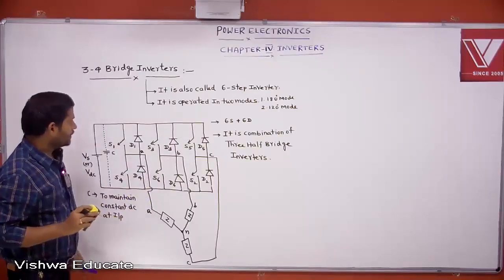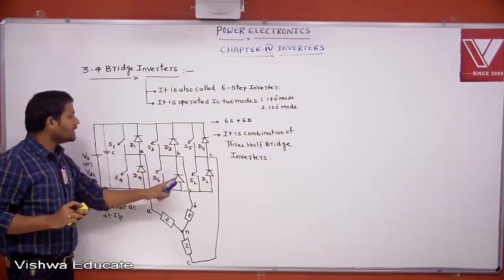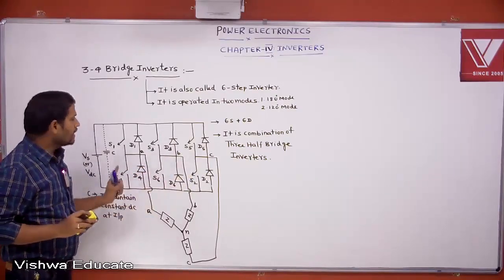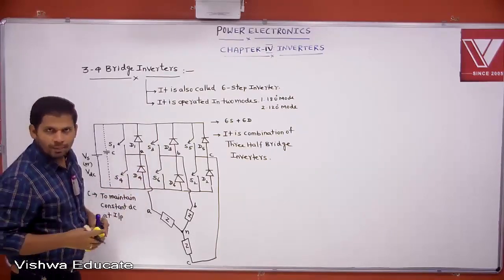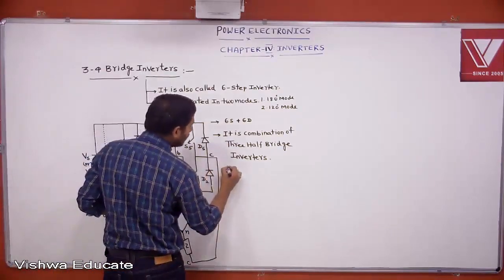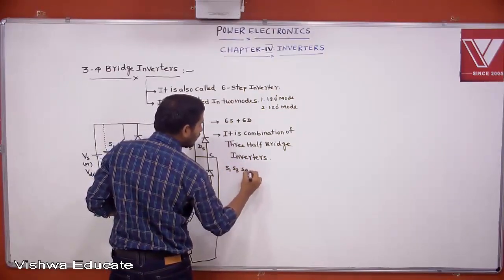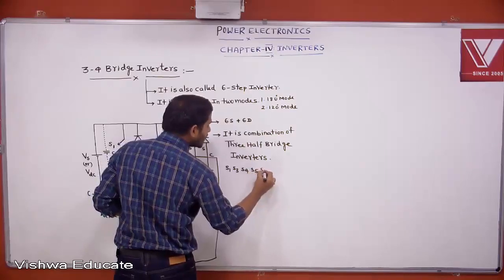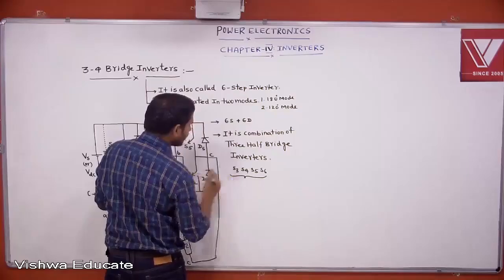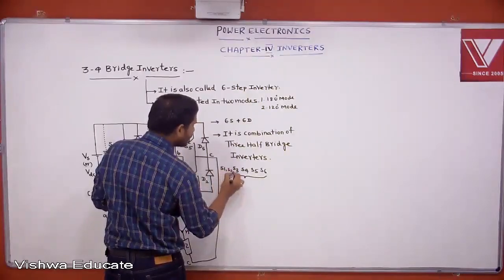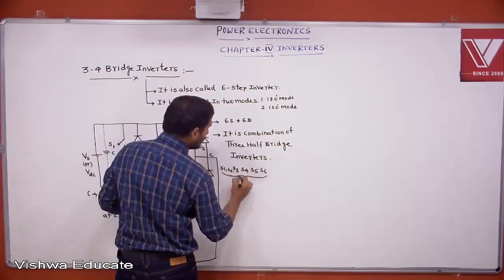Note down. D1, D3, D5, D4, D6, D2 are the feedback diodes. S1, S3, S5, S4, S6, S2 are the main switches. These are the main switches.